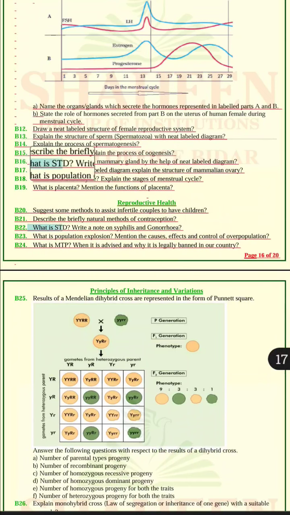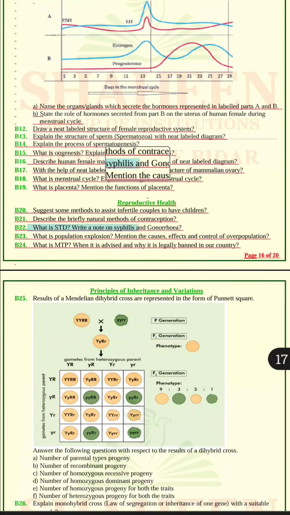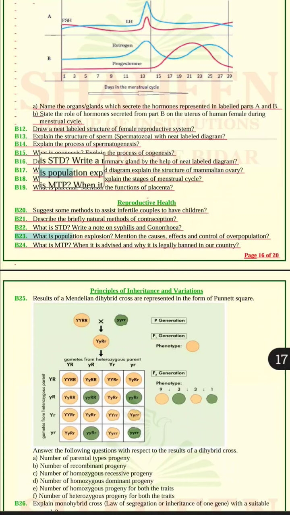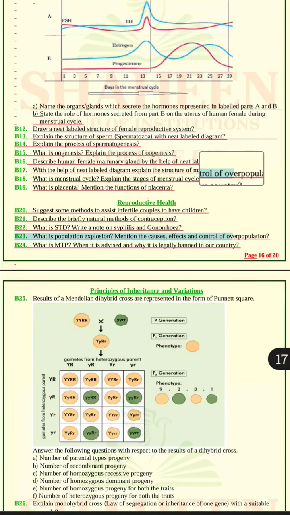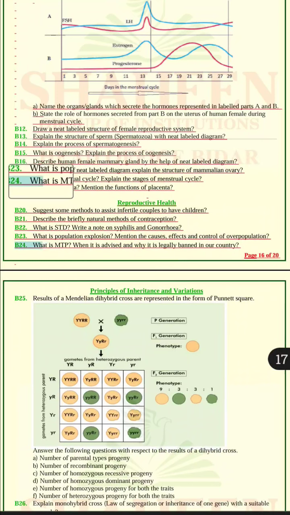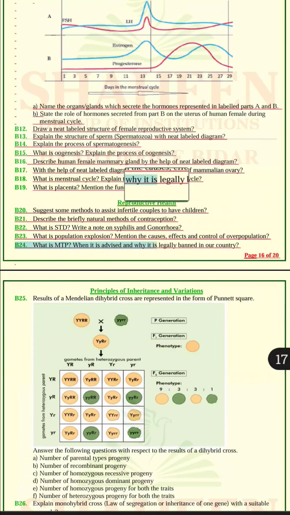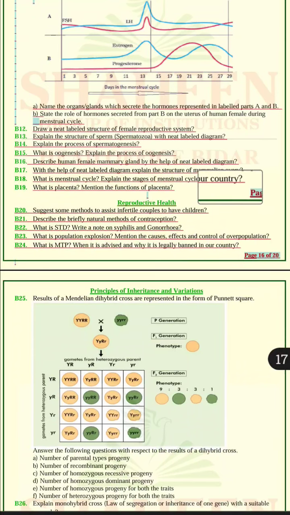And question number 22, what is STD? Write a note on syphilis and gonorrhea. Question number 23, what is population explosion? Mention the causes, effects and control of overpopulation. Question number 24, what is MTP? When it is advised and why is it legally banned in our country?